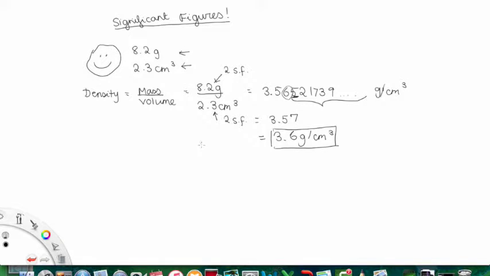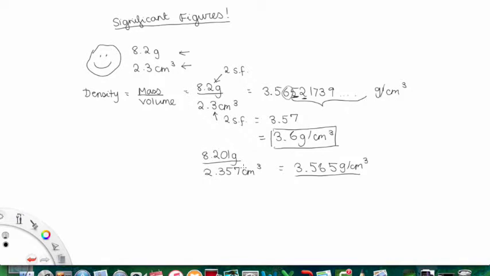On the other hand, if someone had said it's 8.201 grams over 2.357 centimeters cubed, then in that case, my answer could have been 3.565. And since this is a 2, I would not round up, I would round down. So in this case, I could have 4 significant figures because I have 1, 2, 3, 4 on the top, 1, 2, 3, 4 on the bottom.